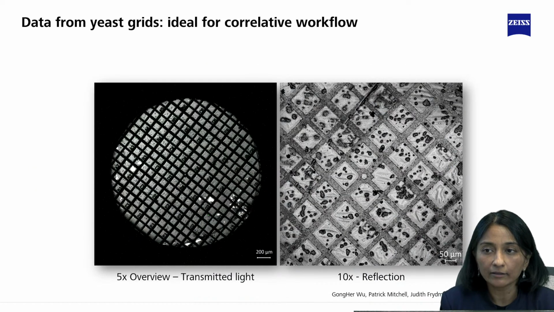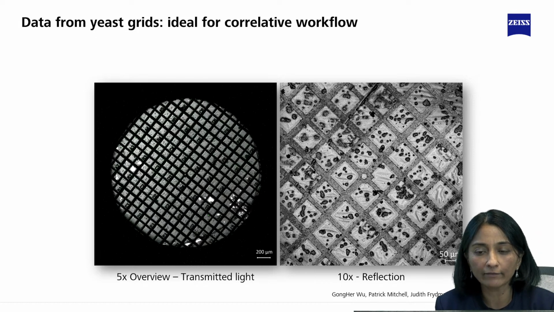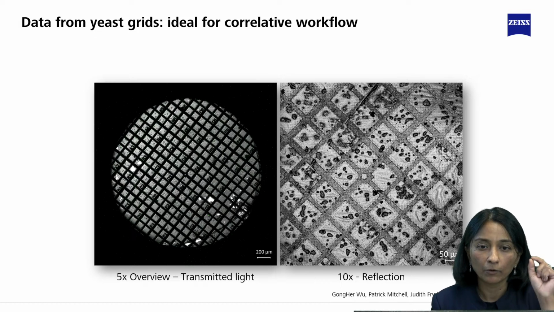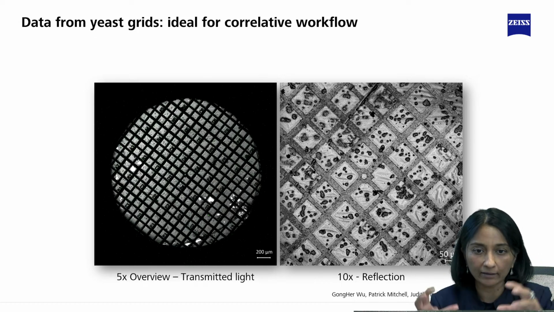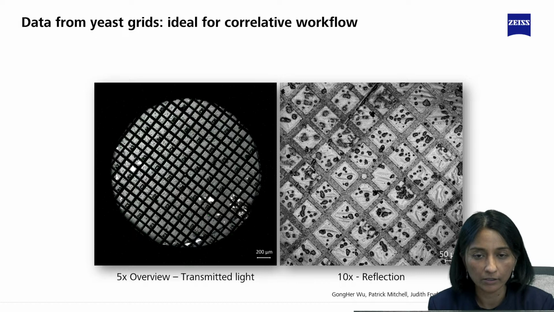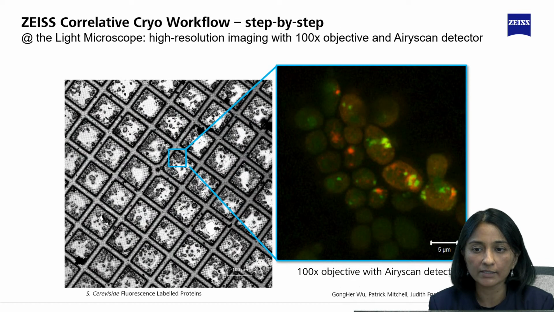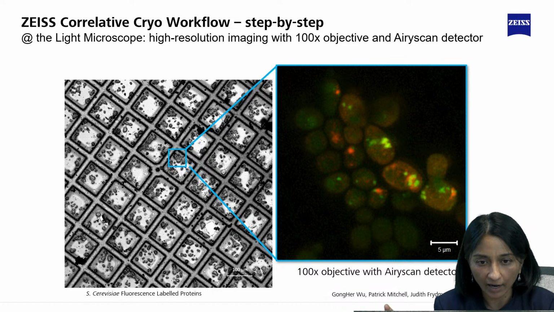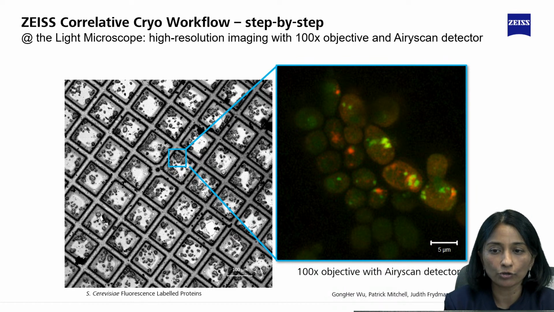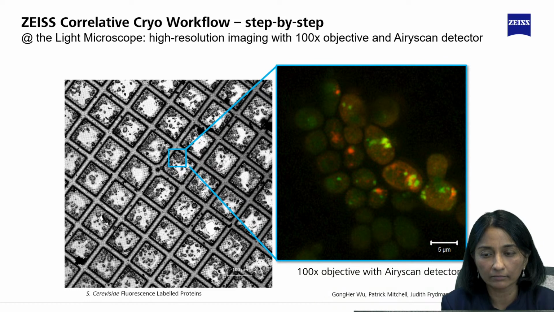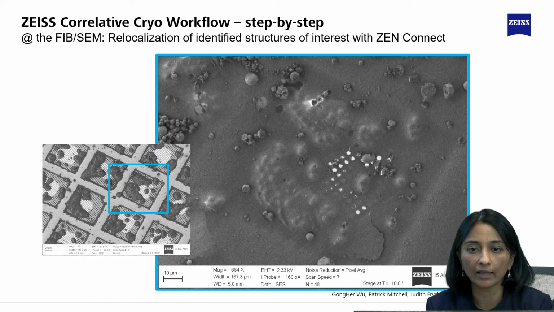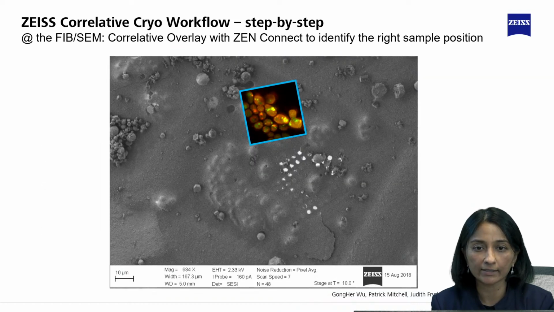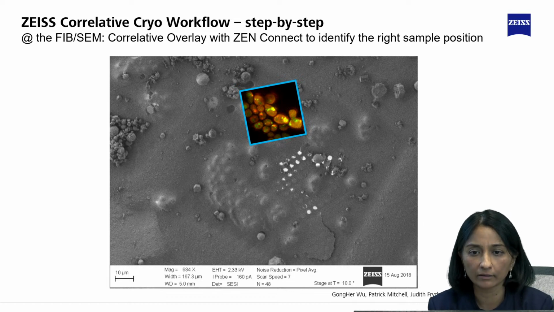What is ideal is, this is an example from a yeast grid where you have a 5X overview, but you have yeast sample very sparse or scattered throughout the grid, and you only have a couple of clusters within a grid box. And this is ideal for correlative imaging. In this example, you just have a 100X Airyscan image of these yeast cells that have been imaged through that grid box that you see, and then overlaid on the EM image, the exact same region. This is the ideal density.